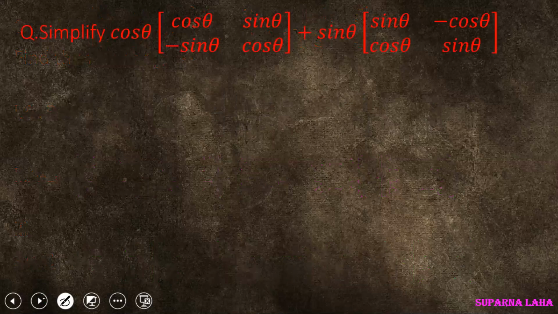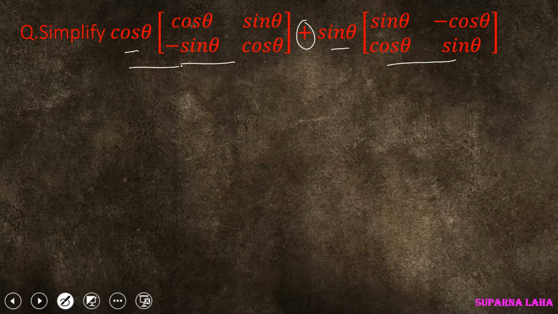So let's simplify this one. Cos theta with the 2 cross 2 matrix plus sin theta with the 2 cross 2 matrix. You need to simplify it. First check that scalar multiplication. The second part is also a scalar multiplication, and then you need to add them. So let's solve it step by step. First, what do you have to find? These two multiplications. So let's find these two multiplications.